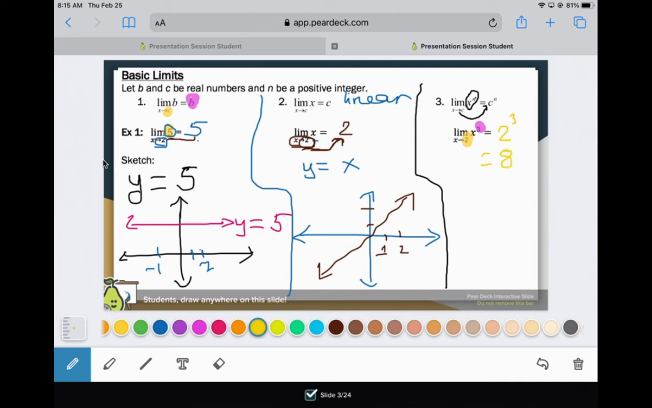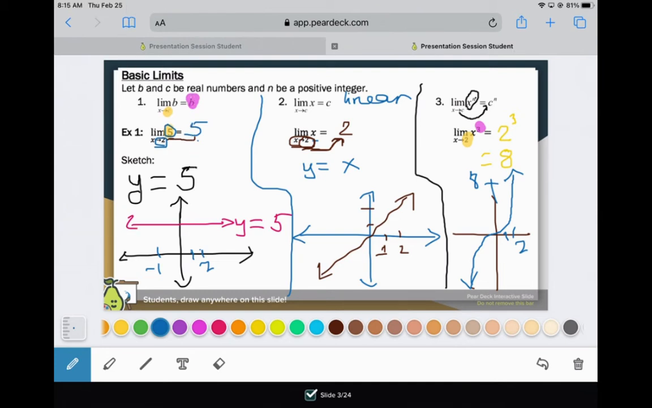Okay? We can prove this by looking at the graph of x to the third power. I'm going to do my best to sketch it here. It looks like this. If you have a graphing calculator, you can look, and when x is 2, the y value is actually 8. It's harder for me to draw here, but that's what it looks like, okay?